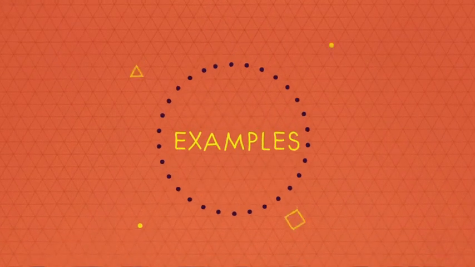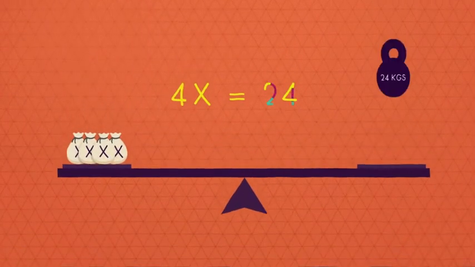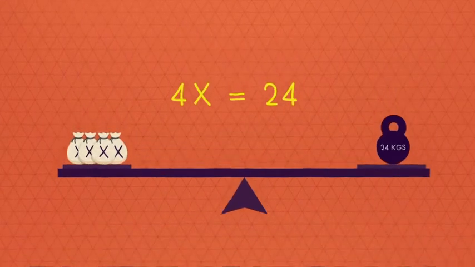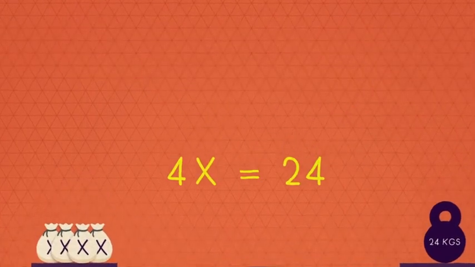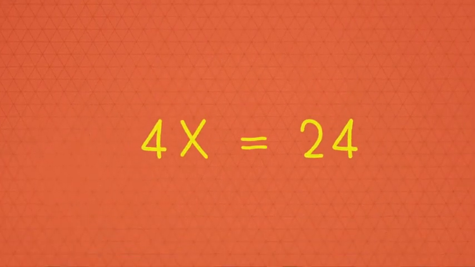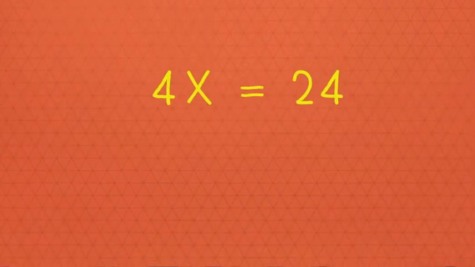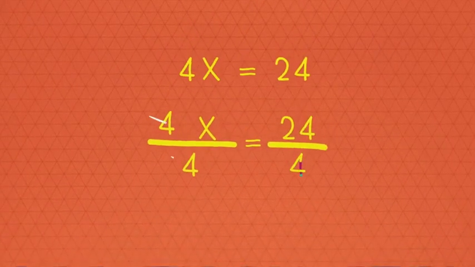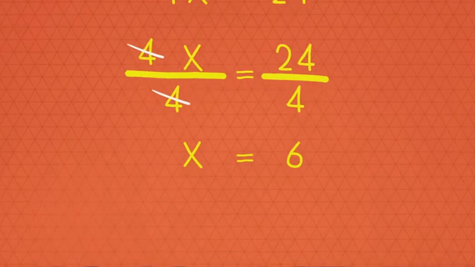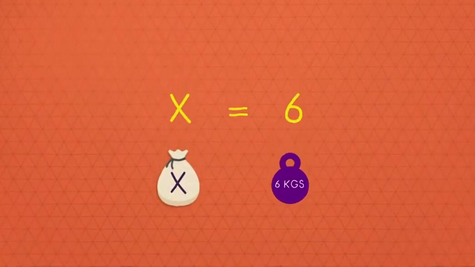Let's look at a few examples. Say we want to find out the unknown x. 4 equal bags of x equal 24. To find out our unknown x, we need to isolate it. To do so, we need to remove the number 4. This can be done by dividing both sides of the equation by 4. So, x is 24 divided by 4, which equals 6. Now we know that each of those bags weighs 6 kilograms.